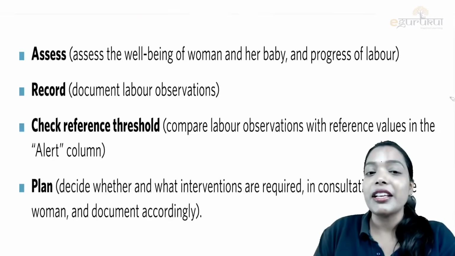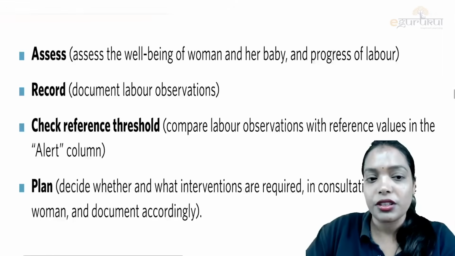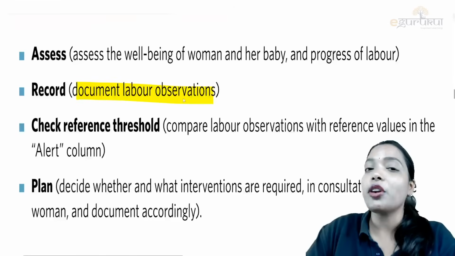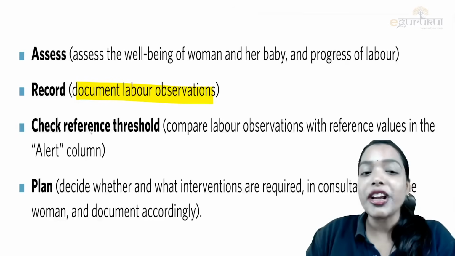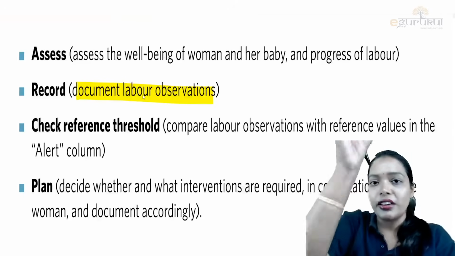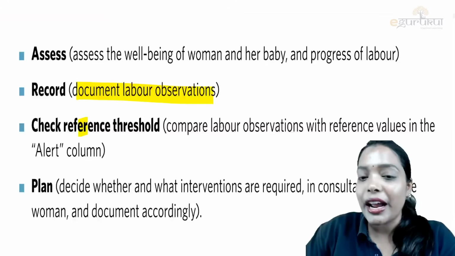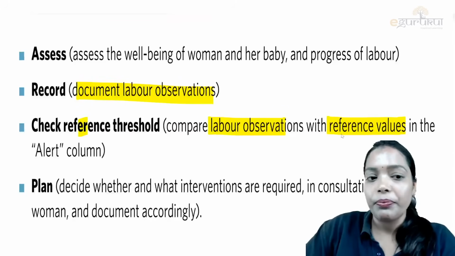So after you assess, you're recording it. You're documenting the labor observations. Whatever observations you're having, you're documenting it. So you assess, you record, and then you check the reference threshold. So you have the alert line, all the alert thresholds. So you have to compare the labor observations with the reference values in the alert column, right?